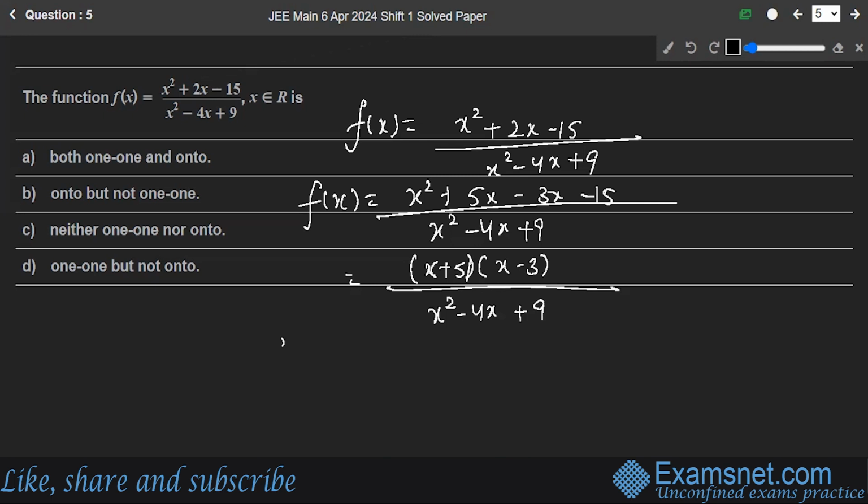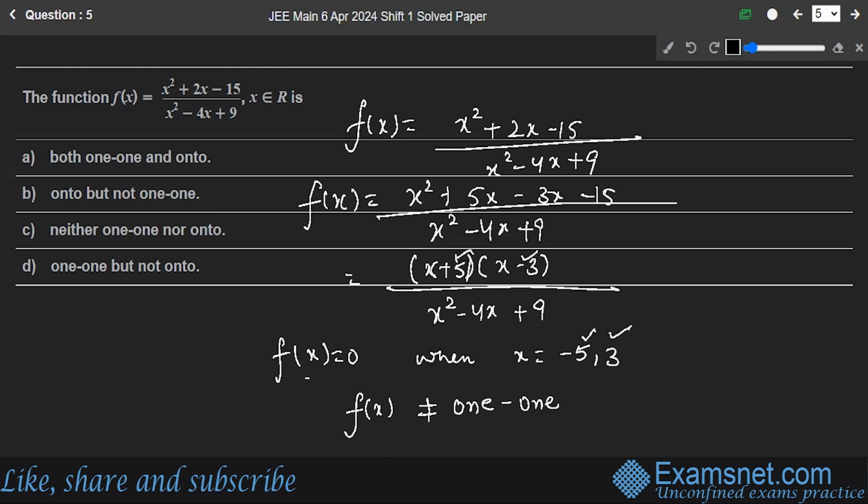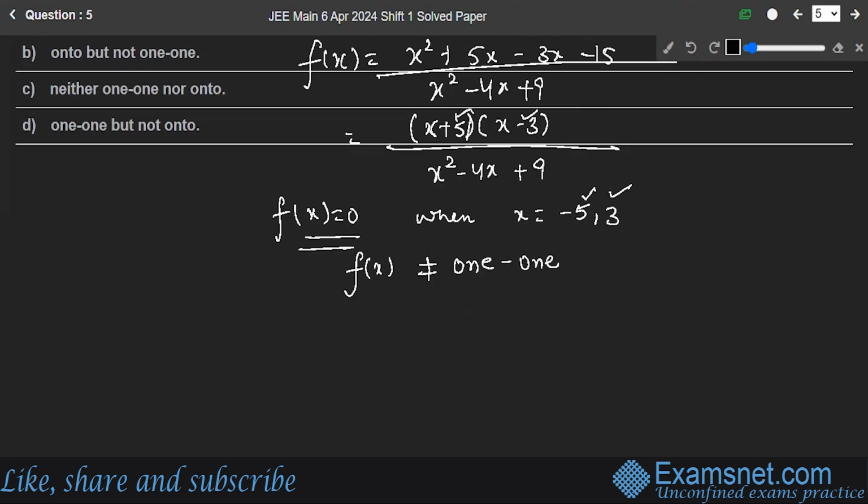So that means f(x) will be equal to 0 when x is equal to minus 5 or 3. For these two values of x, we have f(x) equal to 0. That means this is not a one-to-one function, because for two values of x you have the same value of y. That means this is not a one-to-one function. Now let's pick up the second one.